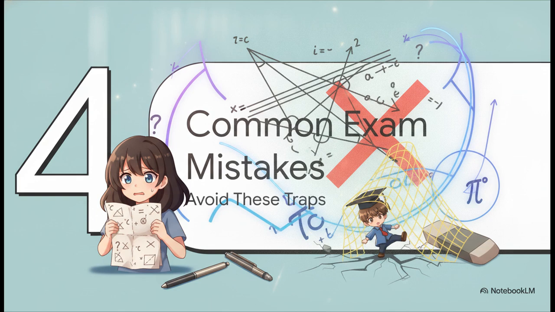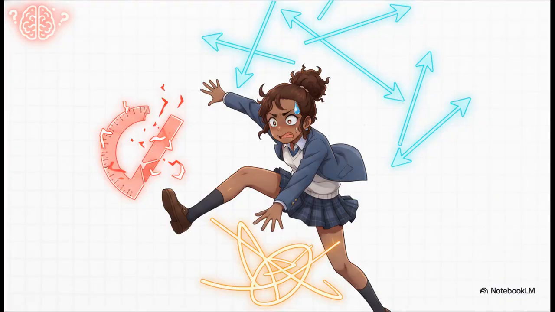Which perfectly leads us to Section 4, common exam mistakes. Let's make sure you avoid these traps. I want you to run through this exact checklist in your head during your next mock exam. Trap number 1, assuming co-interior or C-shape angles are equal. Remember, they are not. They add up to 180 degrees.